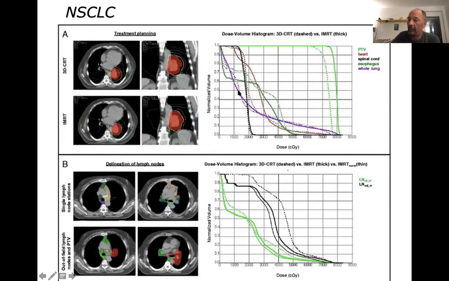Not always, if you look carefully. You see, for the whole lung, for example, there is practically no difference. And for the esophagus, it depends on which volume of dose you are talking about. So not always is that. But you do also much better with the lymph nodes. If you want to spare the lymph nodes, you see here that if you compare the 3D CRT, which is dashed, with IMRT, either the normal IMRT or the IMRT marking the lymph nodes as organs at risk, you see that you can do much better.